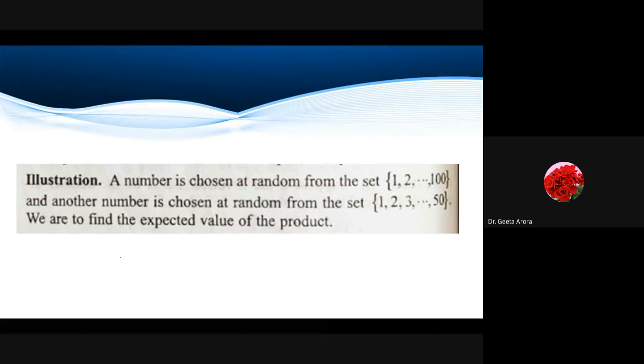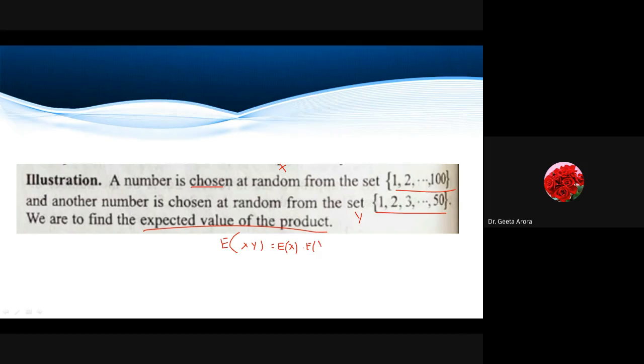We have a set of numbers from 1 to 100, and another set from 1 to 50. We choose a number from the first set, and another number from the second set. We have to find the expected value of the product. If this is capital X and here we have capital Y, then we are looking for the expected value of X into Y. As we have seen, the formula says the expected value of XY means the expected value of X into the expected value of Y.